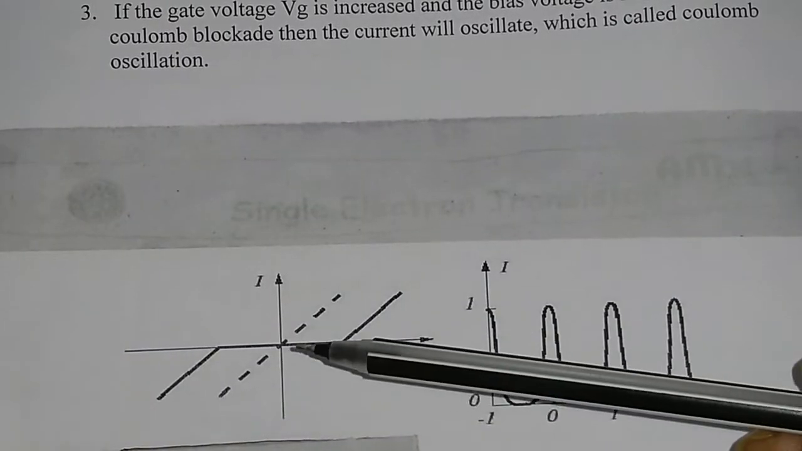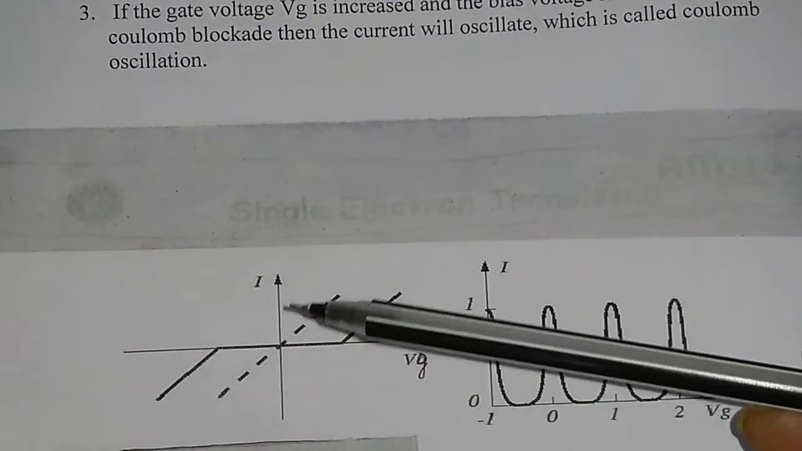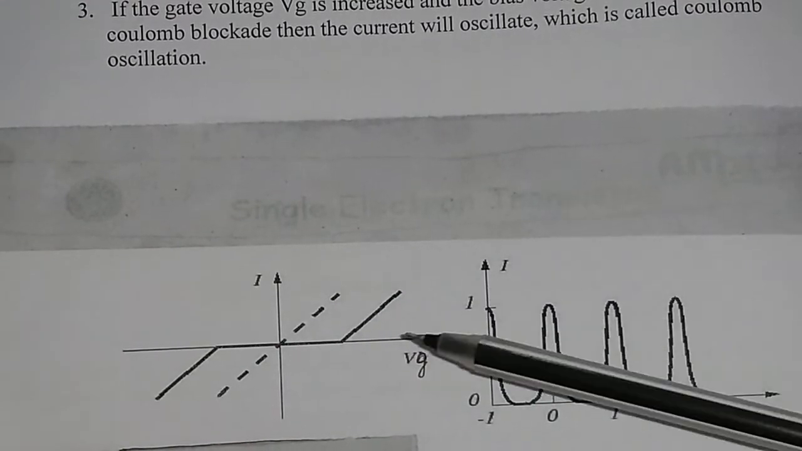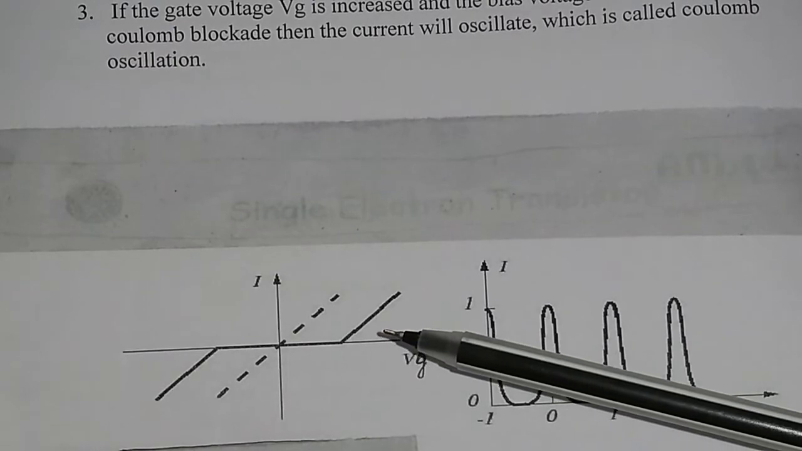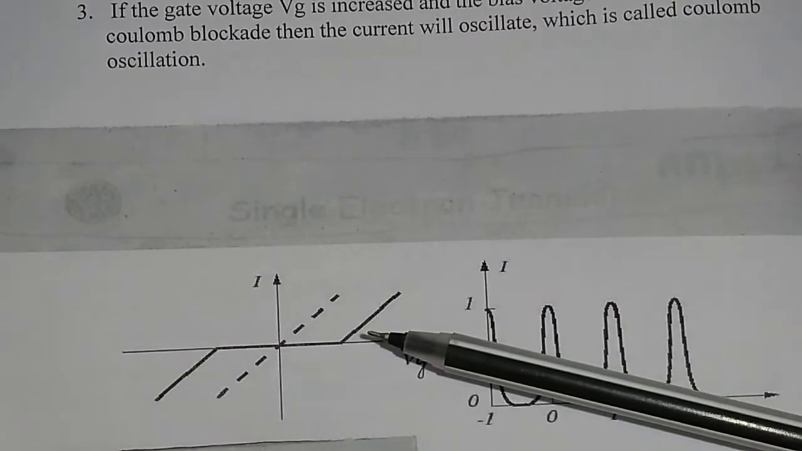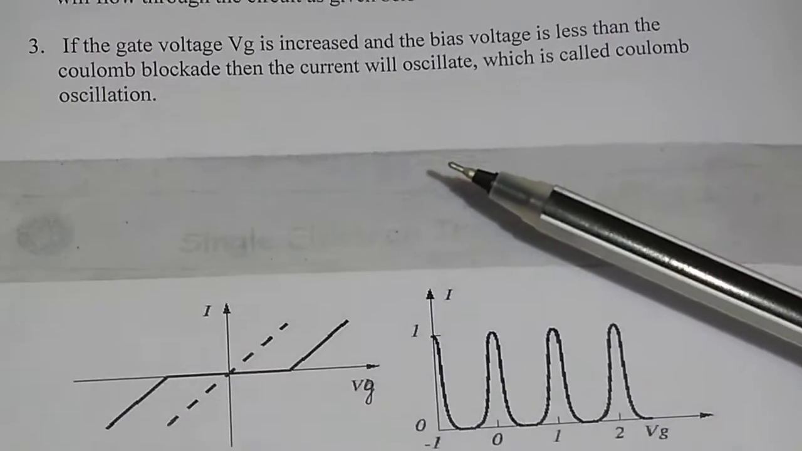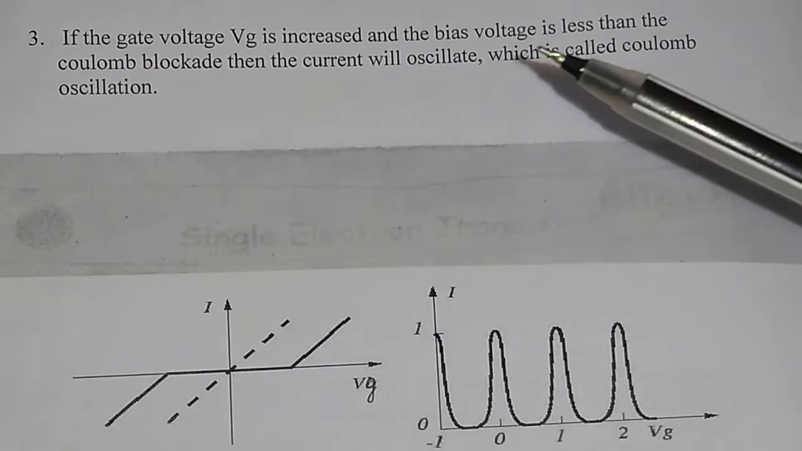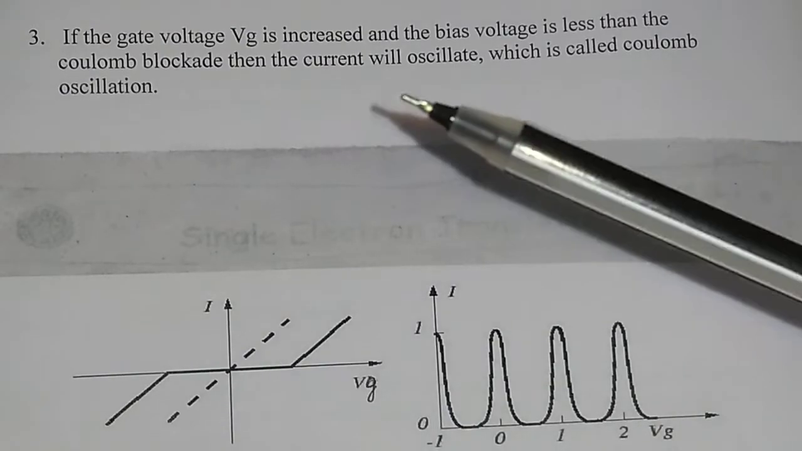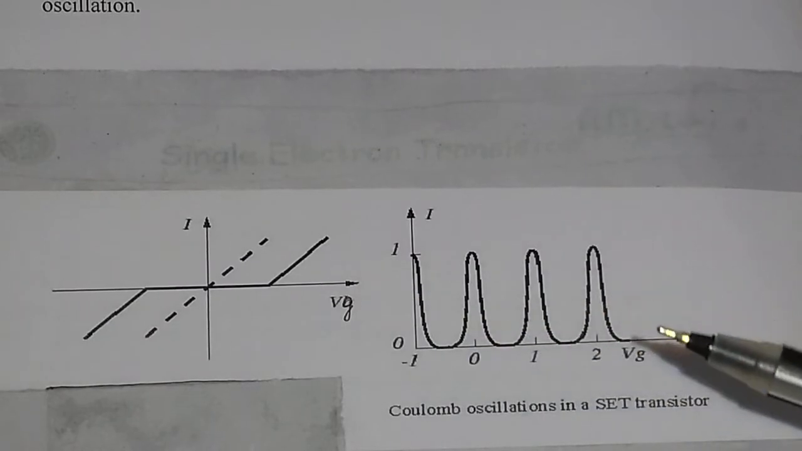So if you plot a graph taking the bias voltage Vg along the x-axis and current along the y-axis, then this will be the nature of the graph. And from the graph it is clear that if the bias voltage Vg is greater than the Coulomb blockade voltage Vc, then current will flow through the circuit like this, and also in the reverse direction. And if the gate voltage Vg is increased, and the bias voltage is less than the Coulomb blockade, then the current will oscillate, which is called Coulomb oscillation. You see, this is the nature of the graph, which is called the Coulomb oscillation.